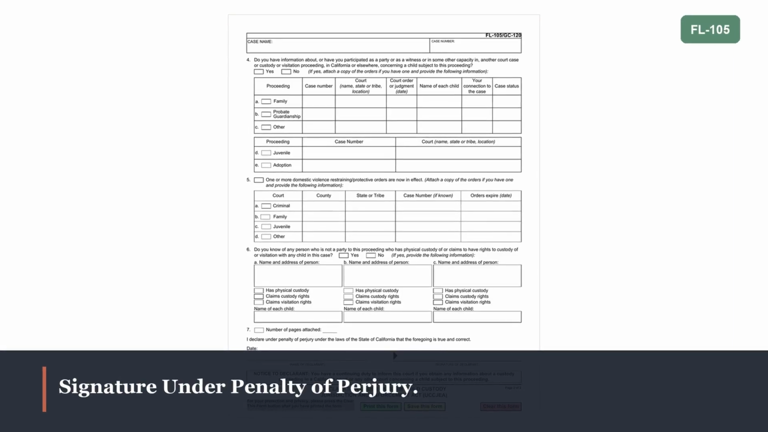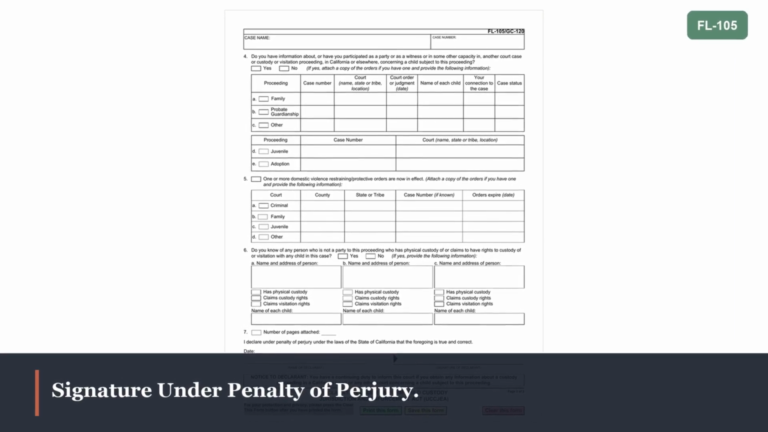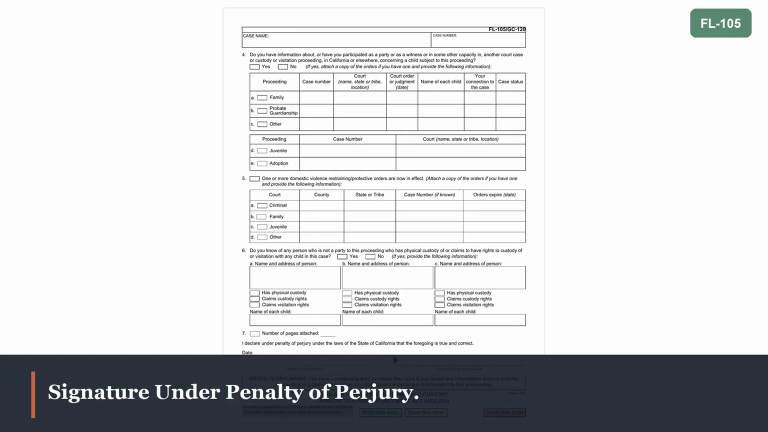Signature under penalty of perjury. Like most Judicial Council declarations, FL-105 is signed under penalty of perjury, meaning you're certifying that everything you've written is true and correct to the best of your knowledge. Take the same care with this form that you would with the petition or response itself.